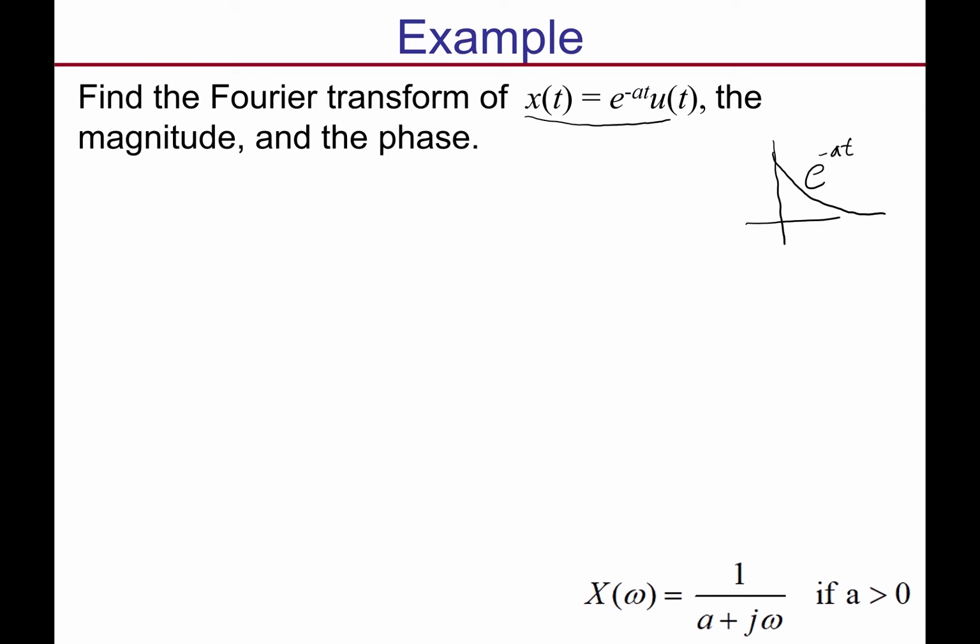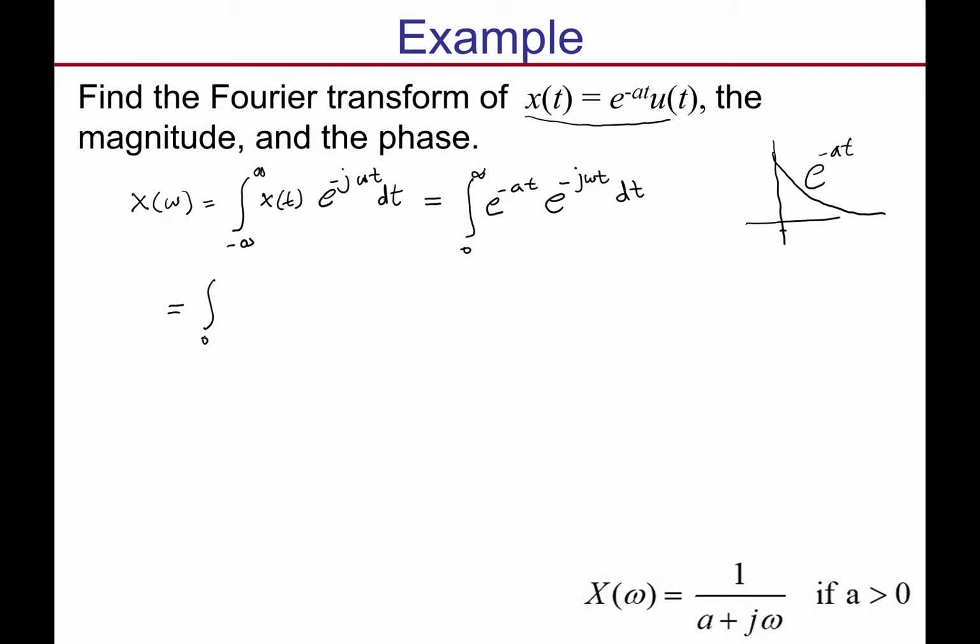So to find the Fourier transform, the definition says X of omega equals the integral from minus infinity to infinity of x of t e to the minus j omega t dt. The signal exists only from 0 to infinity, so that's the integral from 0 to infinity, and the signal equals e to the minus a t times the exponential. And this will be the integral from 0 to infinity of e to the minus (a plus j omega) t. So I add this and this, dt.